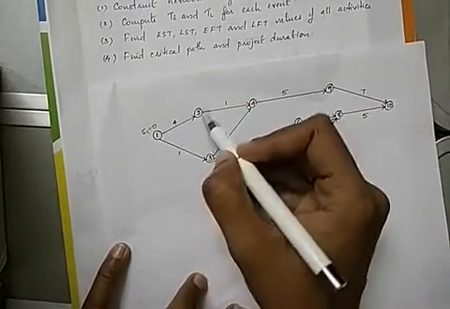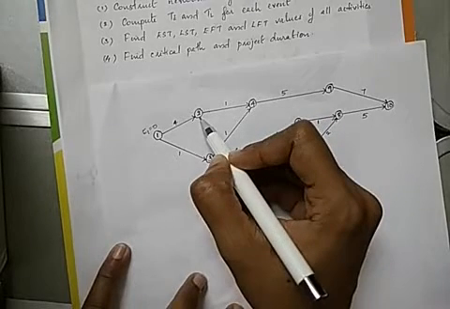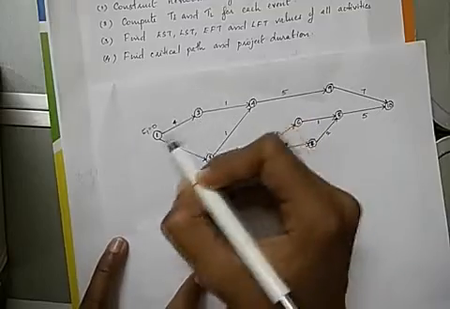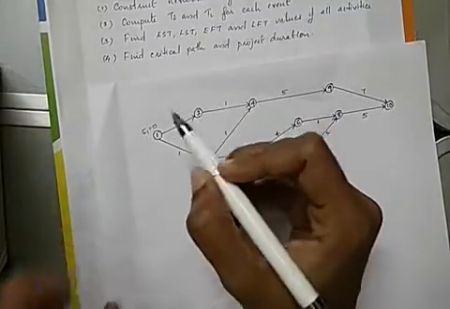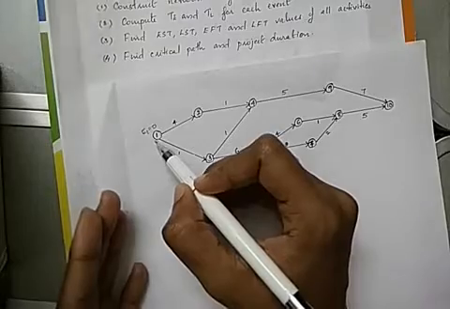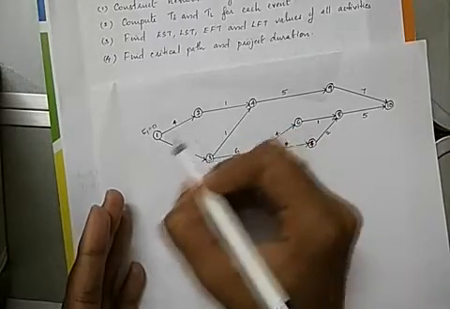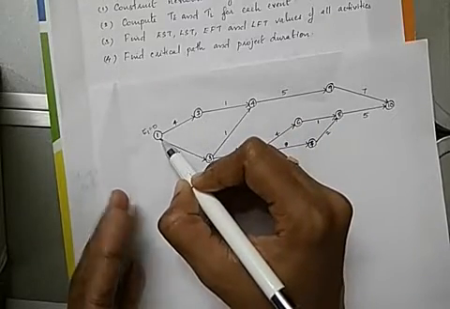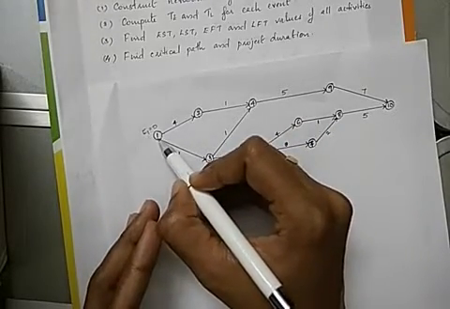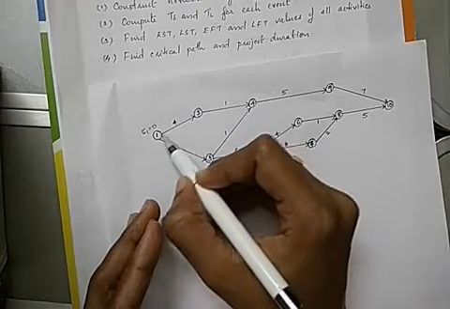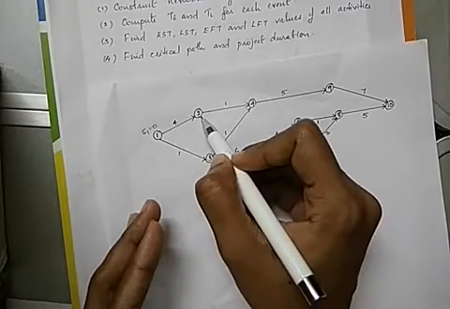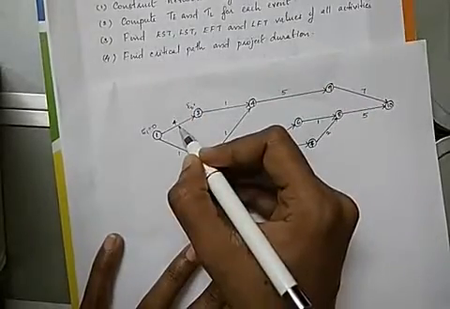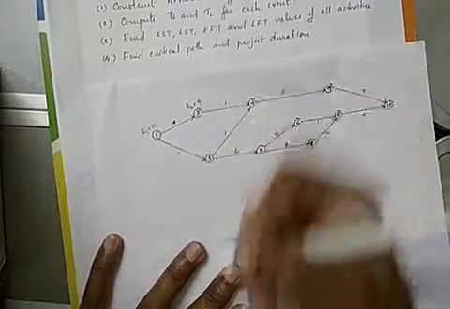So the step is, if we have to find the earliest time for event 2, then we have to add the earliest E value of the previous event plus the duration of the activity, right? The event which comes before 2 is 1, right? So the earliest value for 1 plus the duration for the activity 1-2 will give the E value for 2. So the E value for 2 will be 0 plus 4, that is 4.